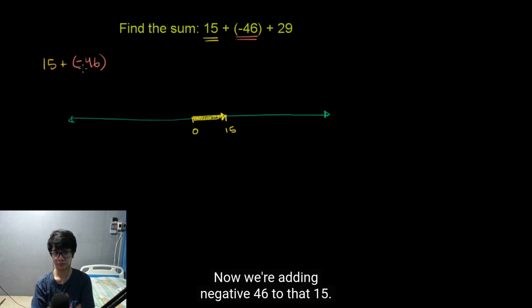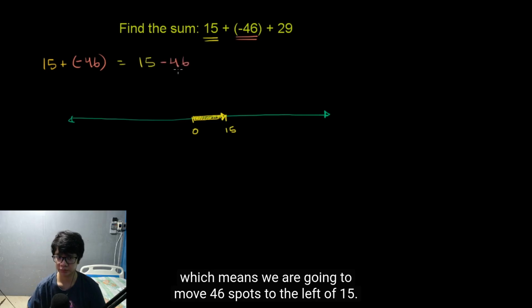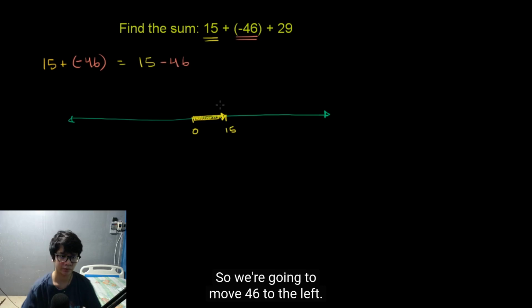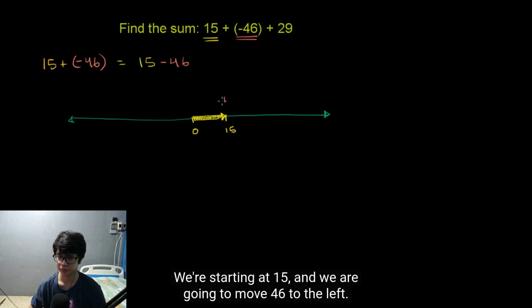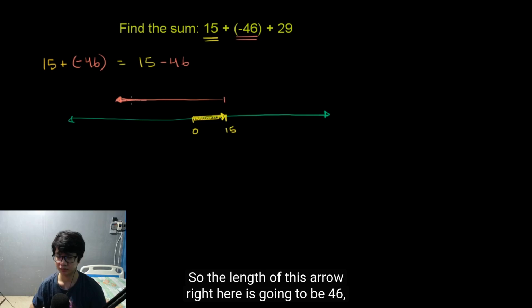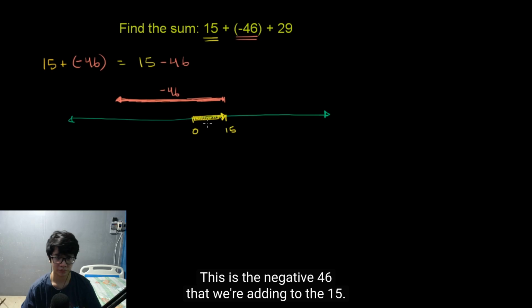Now, we're adding negative 46 to that 15. That is the same thing as, or equivalent to, 15 minus 46, which means we are going to move 46 spots to the left of 15. Negative sign or minus means we're moving to the left on the number line. So we're starting at 15, and we are going to move 46 to the left. The length of this arrow is going to be 46, and we're moving to the left. This is the negative 46 that we're adding to the 15.